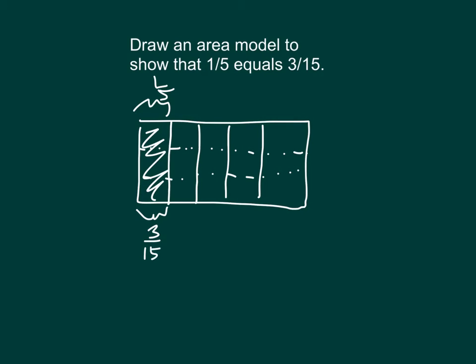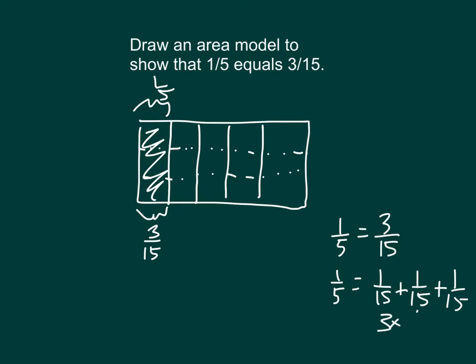Let's write out some equivalent statements here. We have 1/5 does equal 3/15ths. Notice we went from 1 to 3 and 5 to 15. Now we also could have expressed this as the sum of unit fractions. 1/15, another 1/15, and another 1/15, equaling 1/5. So that 3 of those 15ths does equal 1/5.